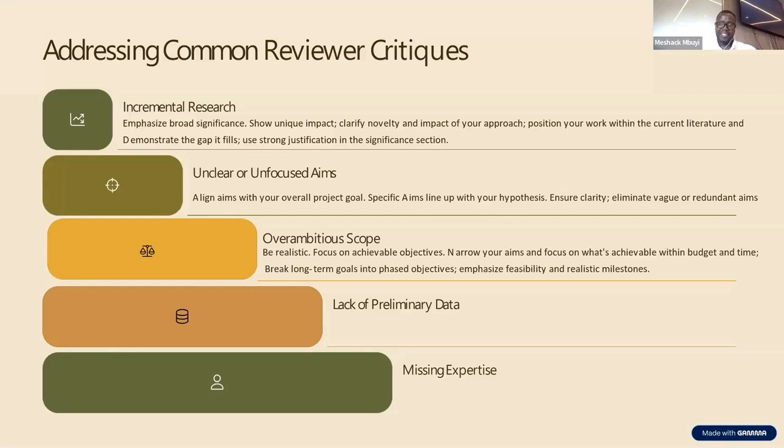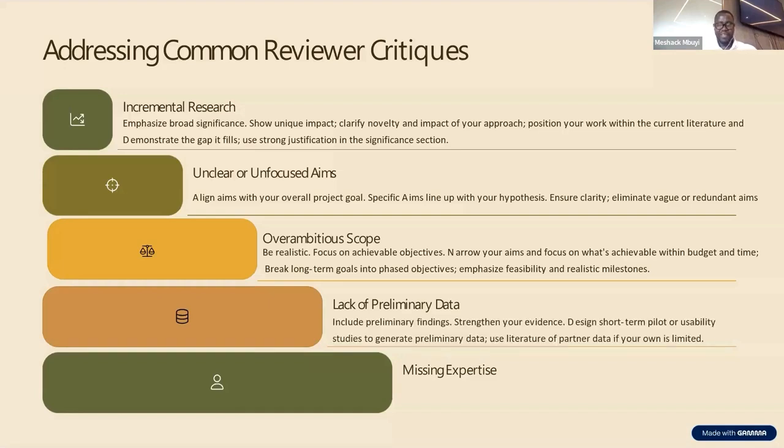Then budget: you are proposing certain work packages, and when they're looking at the budget, they're not seeing everything that is needed to deliver on those work packages. They're not seeing it in the budget document, and therefore they will be wondering, how will you deliver on everything under this work package? So also you need to break long-term goals into phased activities, but also emphasize feasibility and realistic milestones.